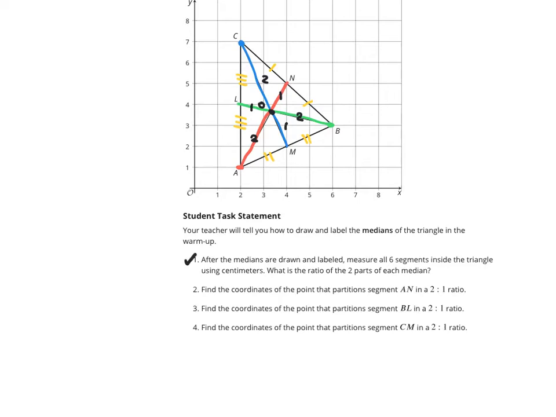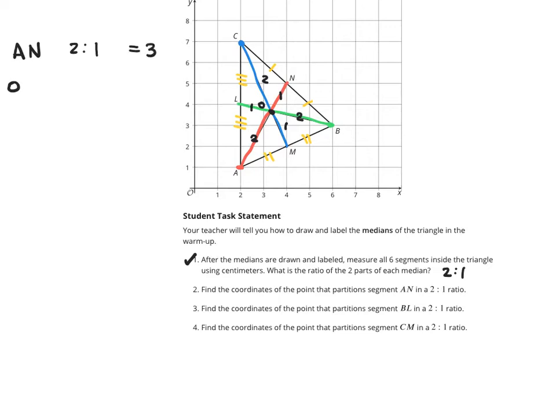This number 1 says, measure all 6 segments inside the triangle using centimeters. What is the ratio of the 2 parts of each median? The ratio is always a 2 to 1 ratio. So let's try to find the coordinates of the point that partitions segment AN in a 2 to 1 ratio. We're going to say we're going from A, which is the vertex, to N, and we're trying to find point O, which is a 2 to 1 ratio distance from A to N. Okay, 2 plus 1 is 3.